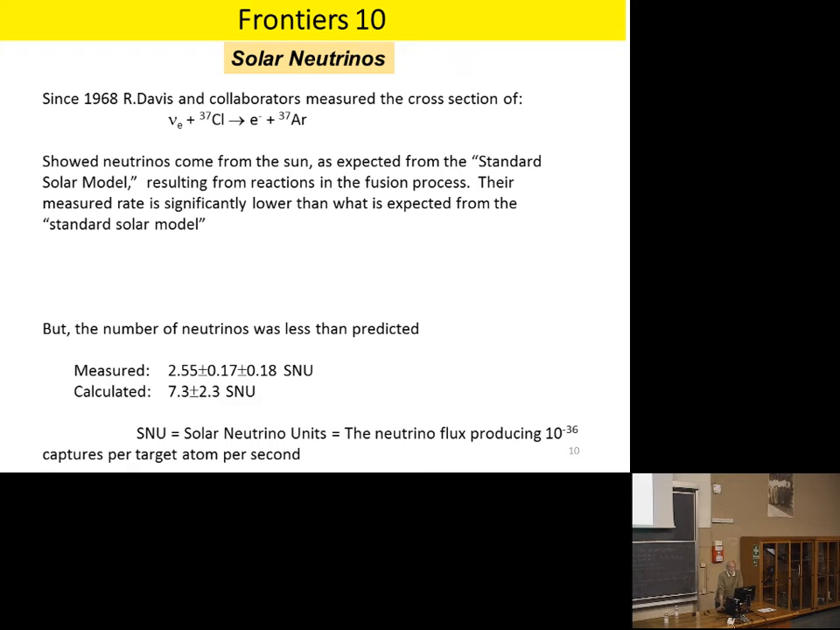The measured number was shown here, 2.55 in some units that we use to describe the number that come from the sun. They're called solar neutrino units, SNU. And the calculated number, with errors on them, you can see, is 7.3, almost 3 times as high. And that was a puzzle that started developing as early as the first measurements of Davis.